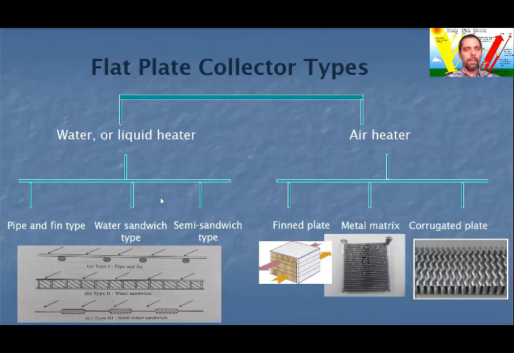Type 1, pipe and fin type, in which the fluid flows only in the pipe and hence has comparatively low wetted area and liquid capacity. Type 2, rectangular or cylindrical full sandwich type, in which both the wetted area and the water capacity are high. And type 3, roll-on type or semi-sandwich type, is intermediate between types 1 and 2. The best choice of collector panel depends on the particular application.